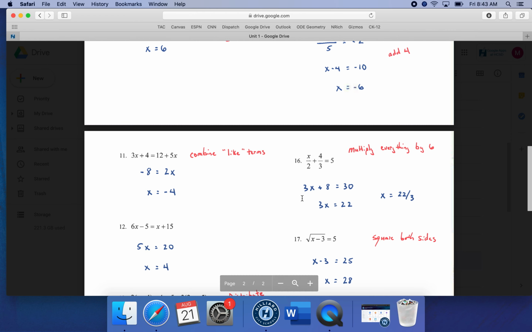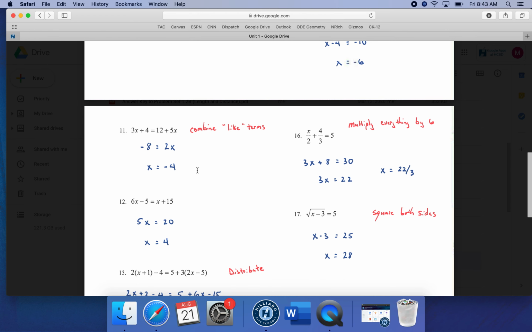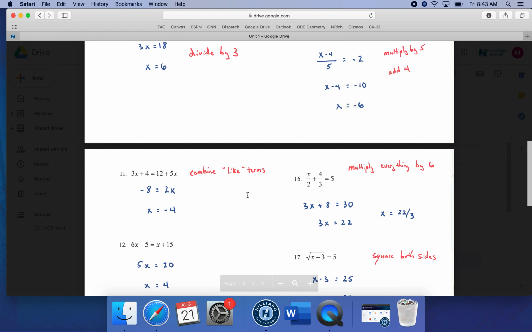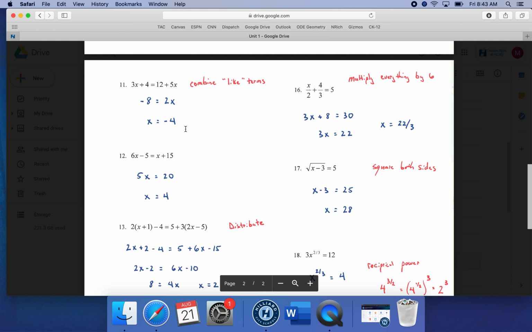Okay, now here we actually start to have x's on both sides of the equation. Right? Up here, x was only in one kind of spot, so we just wanted to isolate the x. Now when we get to number 11, we're going to have x's on both sides of the equation. So what I'm going to do is I'm going to combine like terms. I'm going to get all the x's to the right side and the constants to the left side.